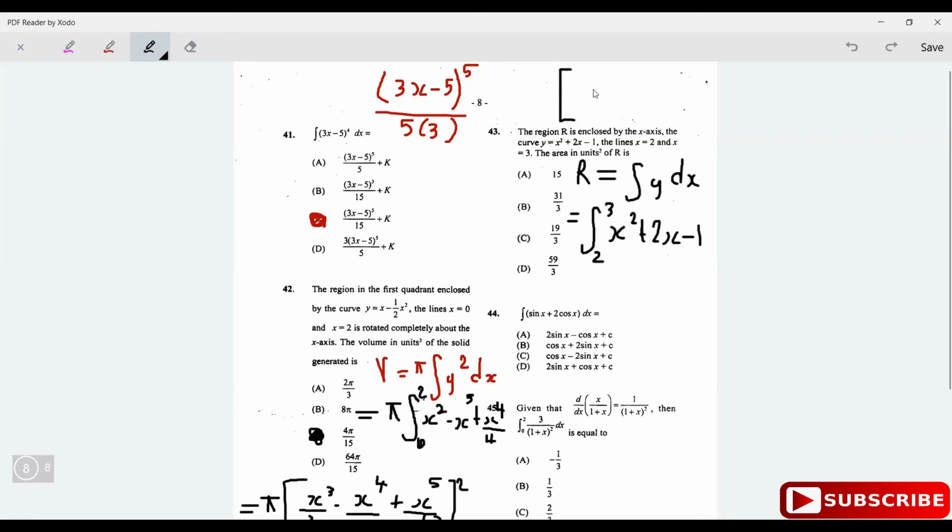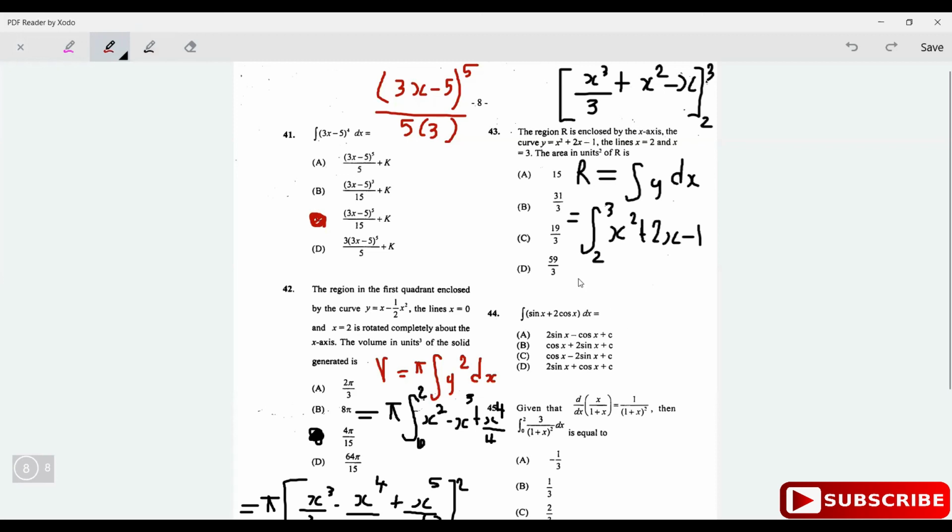So when I integrate, I get x cubed over 3 plus 2x integrated, which gives 2x squared over 2, which is just x squared, minus, when I integrate 1, I get x, and you're integrating from 2 to 3.